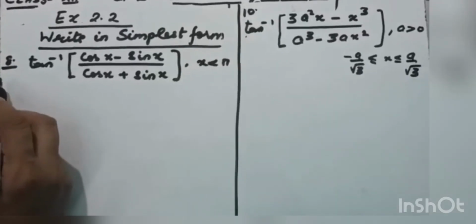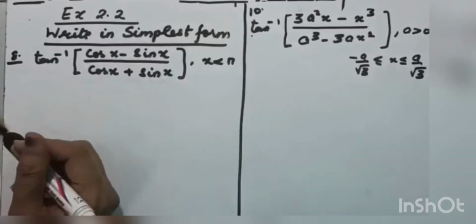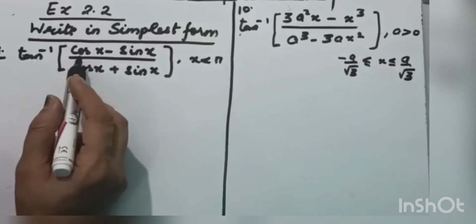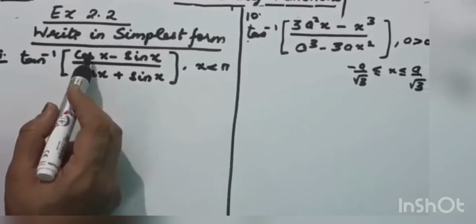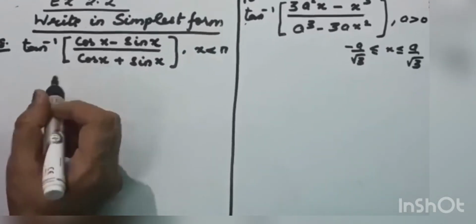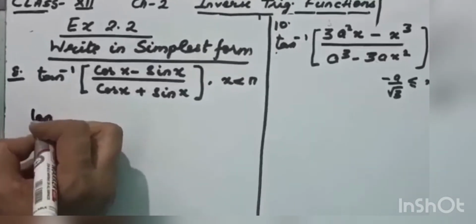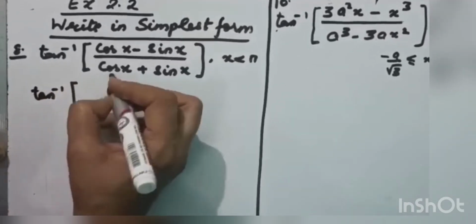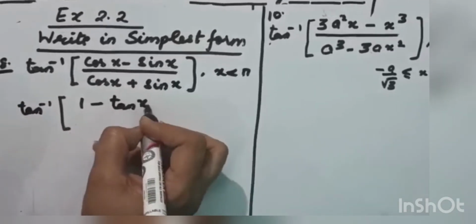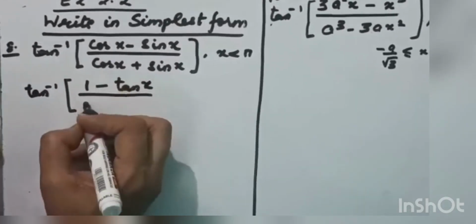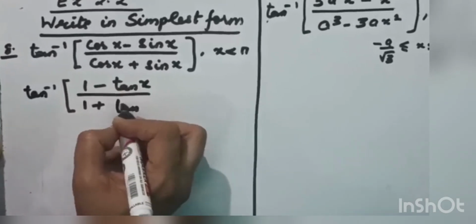Now next, question number 8. We have to simplify this expression: tan inverse of cos x minus sin x over cos x plus sin x. Now here we divide the numerator and the denominator by cos x. So when we divide the numerator and the denominator by cos x, sin by cos becomes tan x, upon, it is also 1 plus tan x.